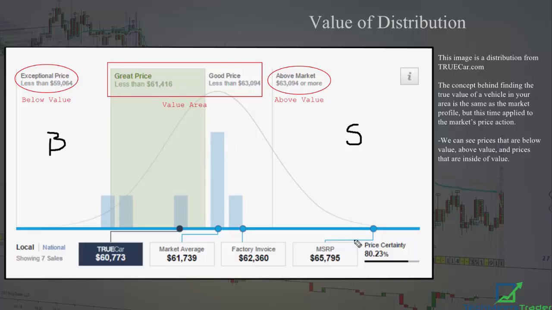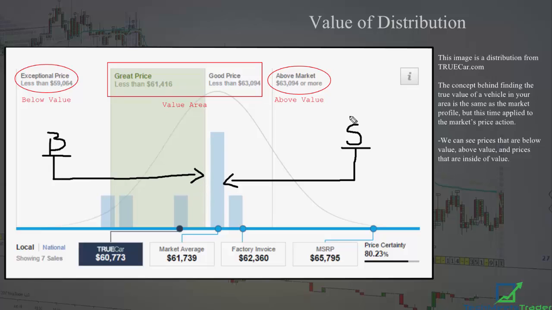Shifting this over onto trading, above value are unfair highs and below value are unfair lows. I want to be a seller above value and I want to be a buyer below value. Now, as mentioned in the previous slide, the volume of everything distributes throughout a mean over a period of time. So selling above value, at some point in time, we're going to revert back into the mean. And if we're buying below value, at some point in time, we're going to revert back to the mean.